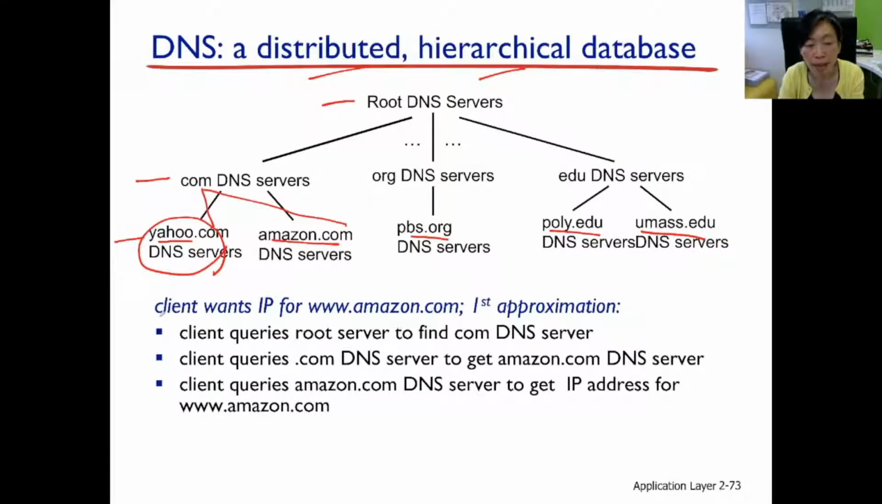Now, the process of looking up the IP address in a nutshell is this. The client now wants to get the IP address of, for example, www.amazon.com. What it does is first query the top server and try to find the second level server. Query the second level server, next try to find the authoritative name server, the last level. And then from the last level of DNS servers, find the IP address for a particular host.